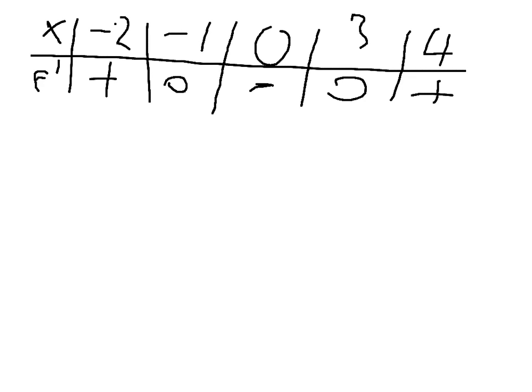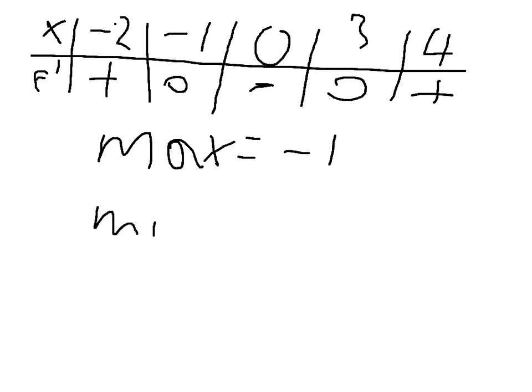So when you look at this, what this tells you is it goes from positive to 0 to negative, which means that you have a max at negative 1. And it goes from negative to 0 to positive, which means you have a min at 3. And that is how you use the first derivative test to find the max or min of your function.